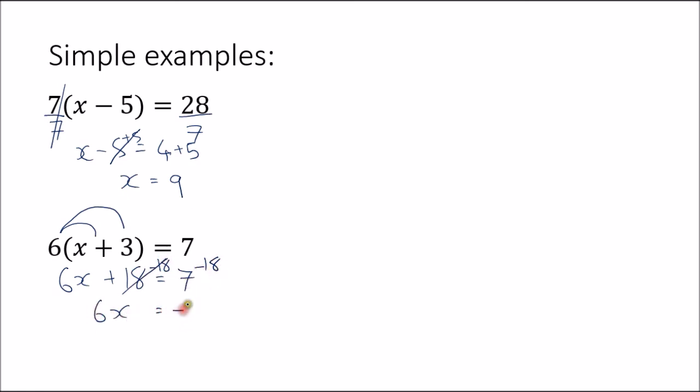So careful with the directed numbers again. Minus 11. Divide both sides by 6. Cancel there. X equals minus 11 over 6.